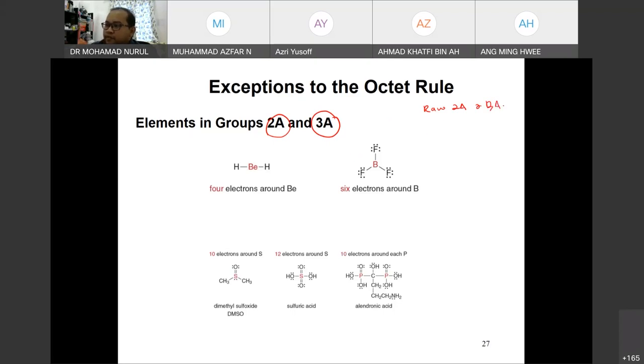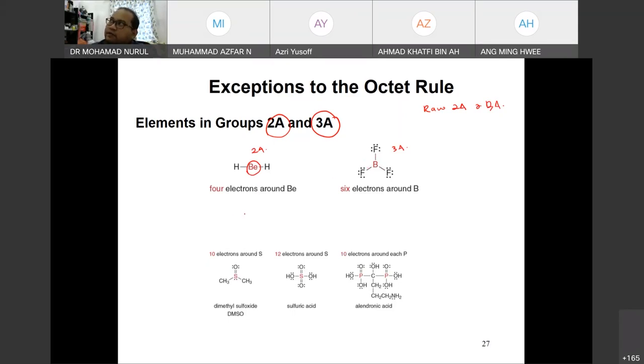For example, beryllium. They have only, this is a 2A element. And boron is a 3A element. They can make only 3 bonds. Beryllium makes 2 bonds.